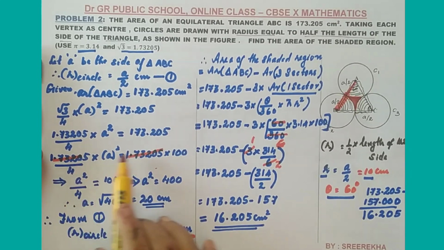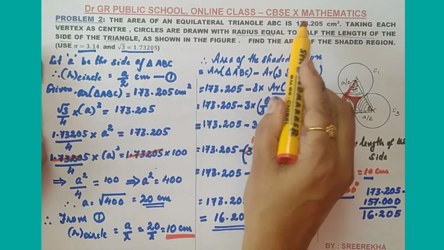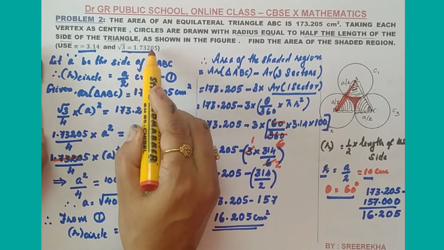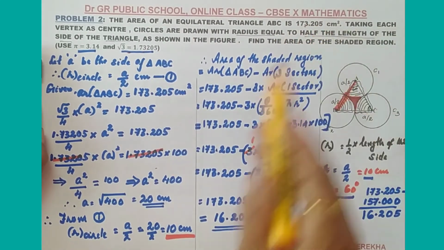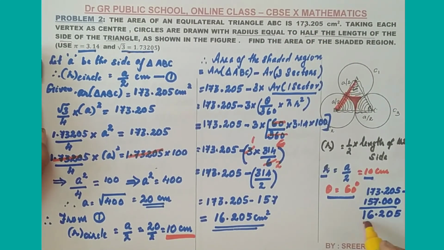Make the decimal place like this. Why? Because you will be given a value in the question like this: root 3 as 1.73205 and 173.205. So I hope all of you understand this.